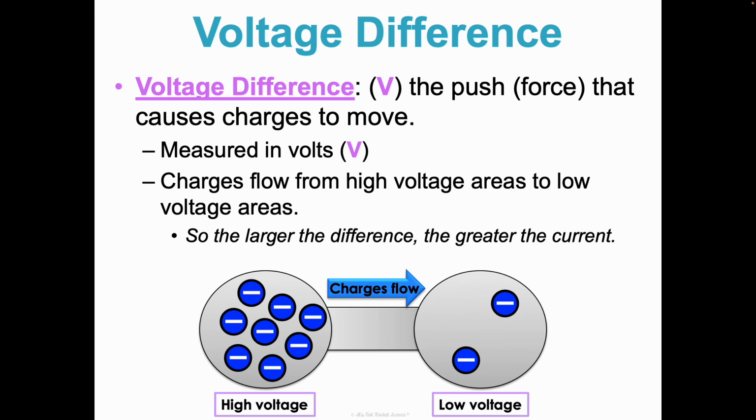The larger the difference, the greater the current. So think about a slide. The steeper the slide, the greater the difference between the top of the slide and the bottom of the slide, the faster you're going to go down it. If it's more shallow, if it's not a very big difference between the top and bottom, you won't go very fast. You won't flow very greatly. That's the same with current. The greater that voltage difference, the greater the current.